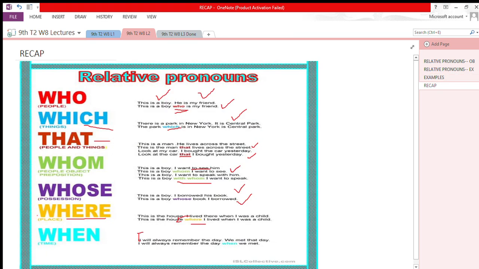But here you have where and when. These are actually treated as adverbs, relative adverbs. But it depends how they are used in the sentences. If they are referring back to the noun in the sentence, then definitely they will be used as relative pronouns. In this is the house where, it refers back to the noun in the sentence. And I will always remember the day when we met, it refers back to that day. So that's why they are treated as relative pronouns in the sentences.